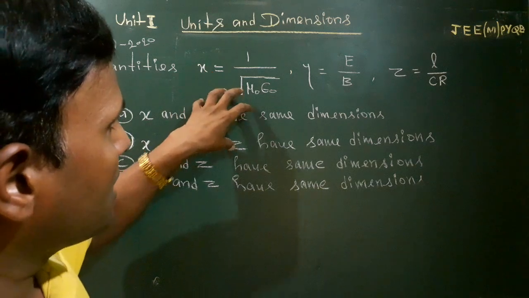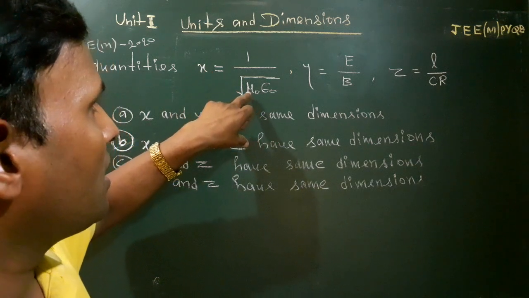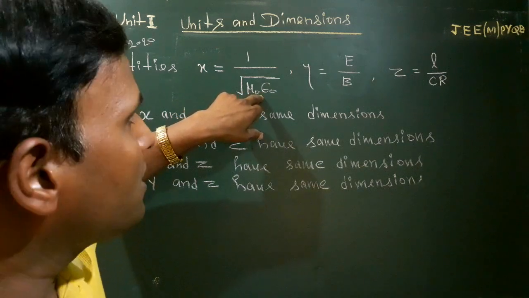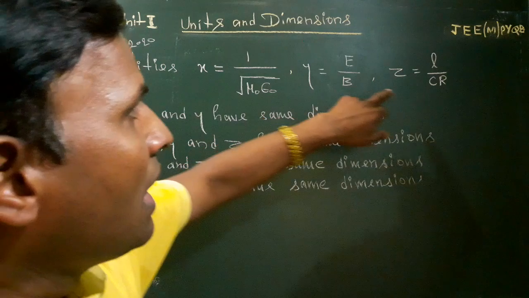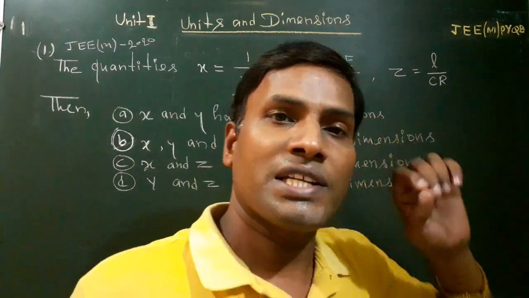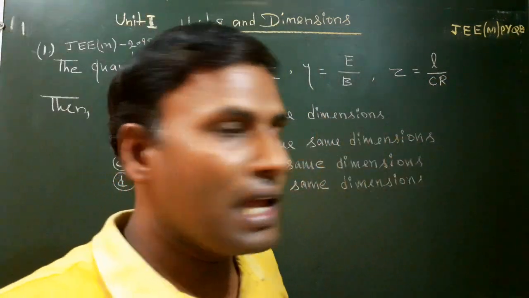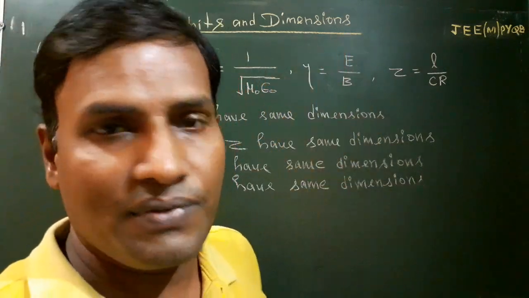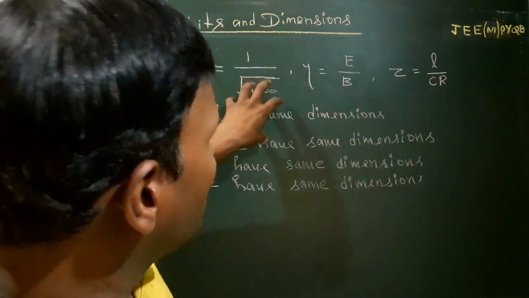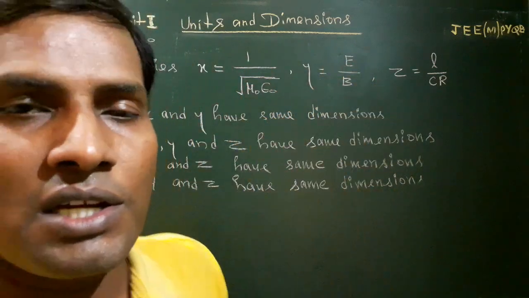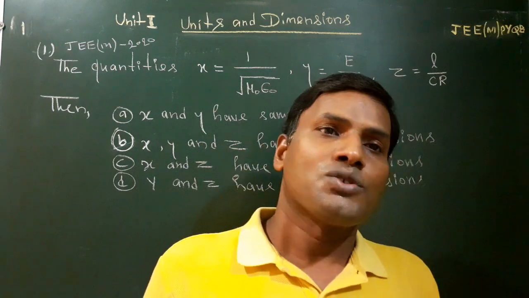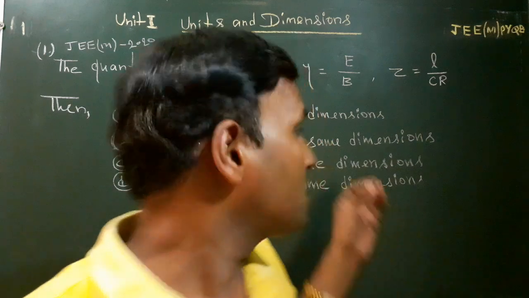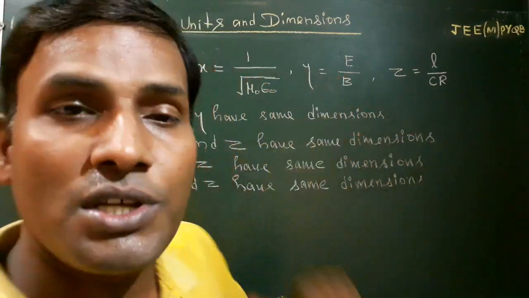If we calculate one by one, mu naught is the magnetic permeability, epsilon naught the permittivity, B the magnetic field, E the electric field, C the capacitance, R the resistance, and L the length. We can put in each quantity's dimension and calculate, but it will take a lot of time. This question can take like 10 minutes to solve, but see, in 30 seconds we can solve it.